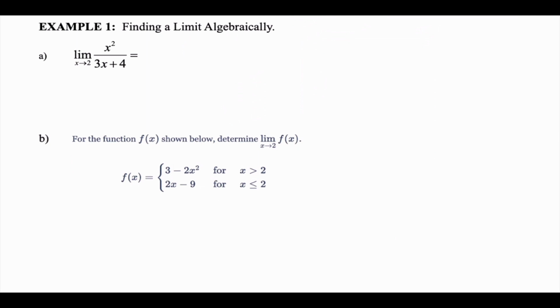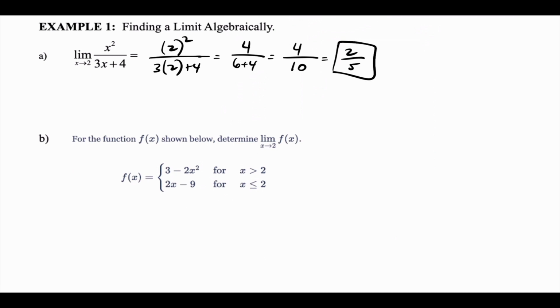So here we go. So I'm going to plug in 2 on top, 2 on bottom. I get 4 on top, 6 plus 4 on bottom. 4/10, 2/5. Is 2/5 a real number? Like, can I put 2/5 in a calculator? Yeah, it's on the number line, right? So that's an actual answer. I'm done. You're done.